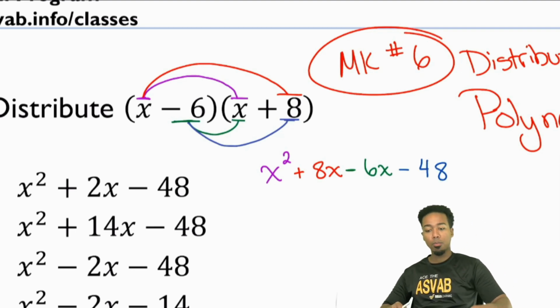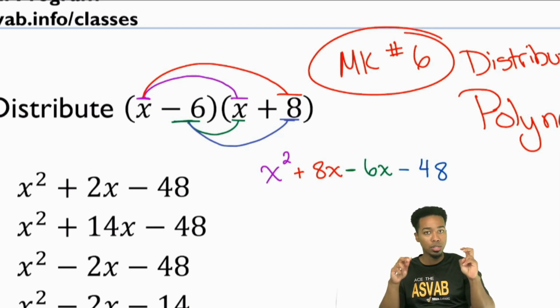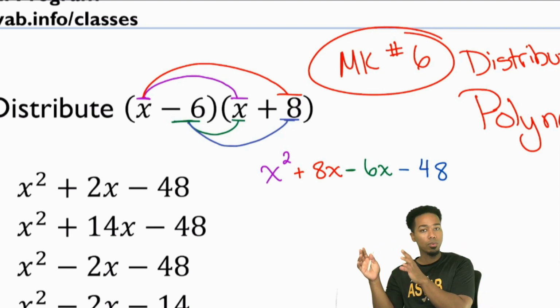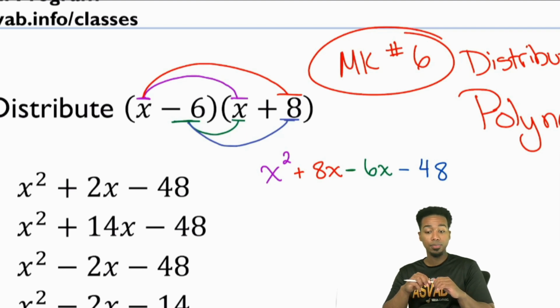So before I continue, do you understand the main premise of distribution? Just making sure that everything from one parentheses multiplies with everything from the other. That's really the rule. And that'll save you, especially when you look at some bigger questions that they're going to give you.